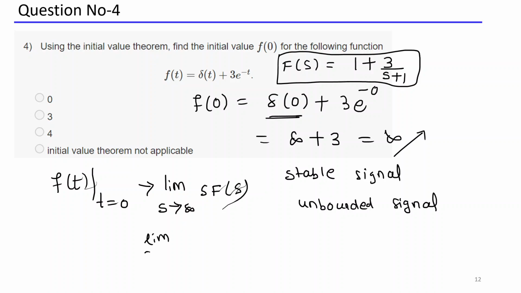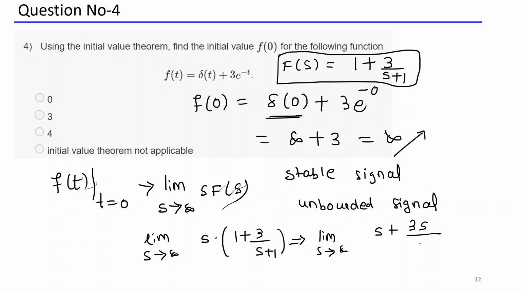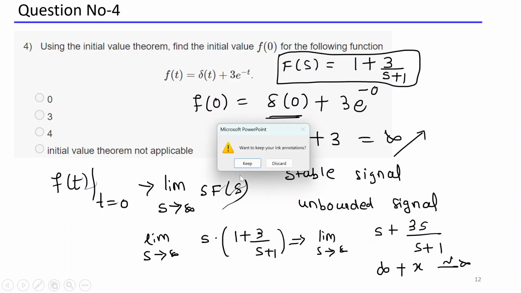So limit s tends to infinity of s into F of s, that is s into (1 plus 3 divided by s plus 1). Multiplying it, you get limit s tends to infinity of (s plus 3s divided by s plus 1). If you now put infinity in place of s, it is infinity plus something, and infinity plus something is again infinity. It means the signal at t equal to 0 has value infinity. It means the initial value theorem is not applicable. The initial value theorem does not exist. So this way you can solve the initial value theorem.